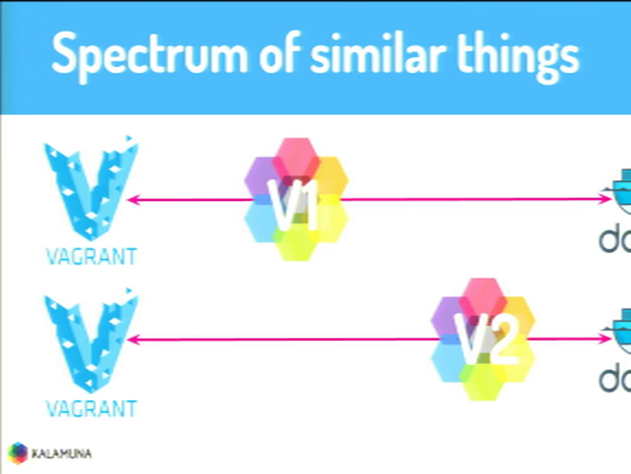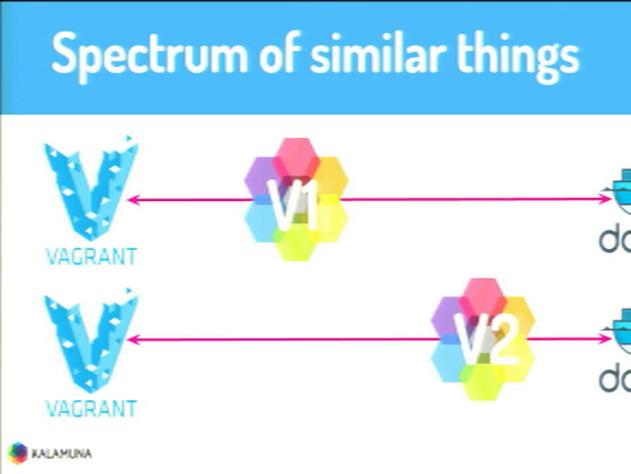So if you were to construct a not super accurate axis of things, which is what I've done here, just to give you a picture, mostly between Vagrant on the left as more of a VM type tool. It does do containers, but I think mostly it's virtual machine stuff. And Docker on the right, symbolizing containerization and container technology in general.